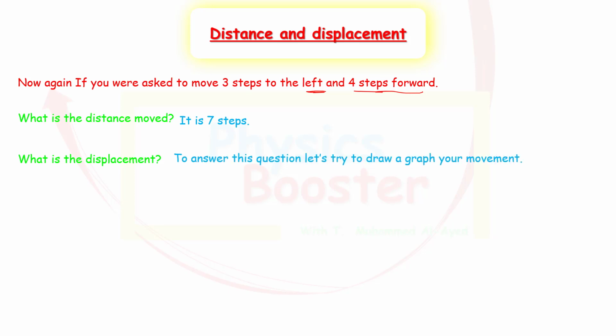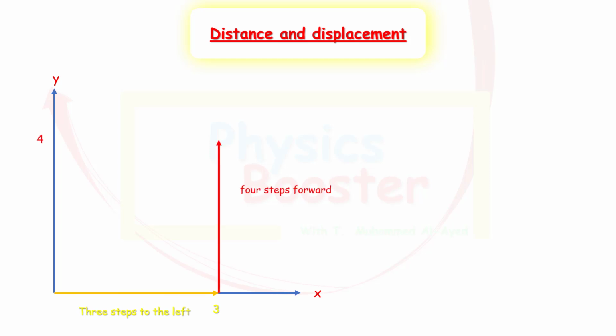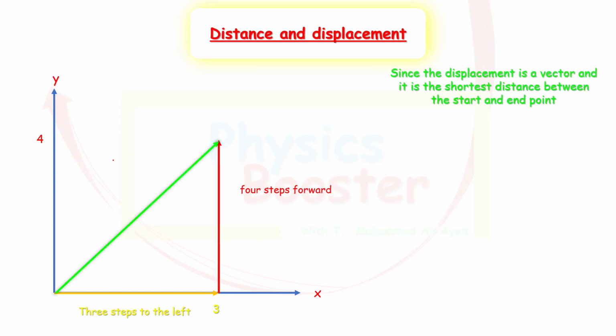So to answer this question, let's try to graph our movement. Let's look here. This is the x-axis and this is the y-axis. First of all, we started by moving 3 steps to the right, and then we moved 4 steps forward, okay? Remember that the displacement is the shortest distance between 2 points. So this is our starting point, right here, from the 0. And this is our ending point right here.